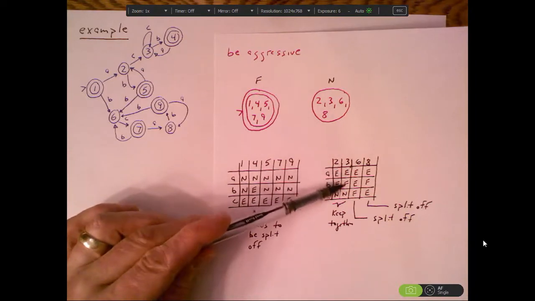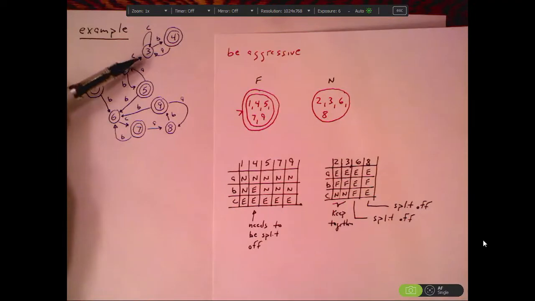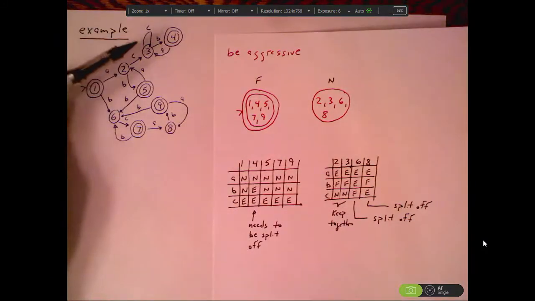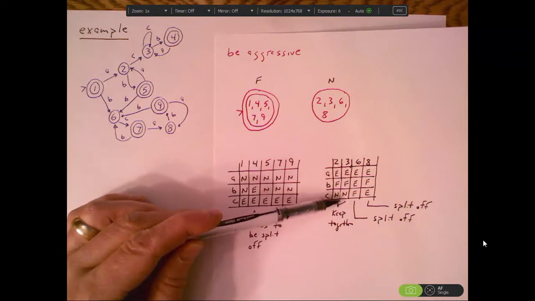State 3, again, we only need to look at B and C. State 3 on a B goes to 4, which is our final state. And C is a self-loop, which is back to a non-final state. So far, so good. 2 and 3 can stay together.